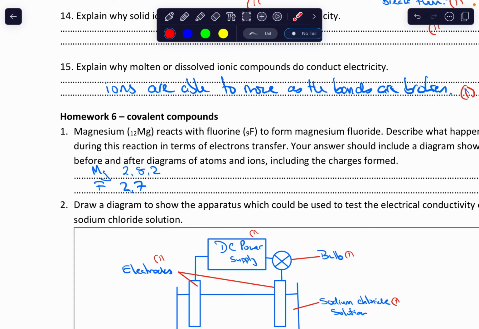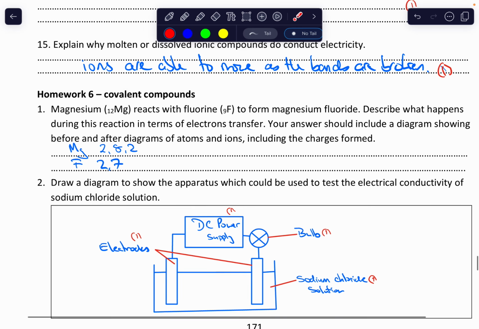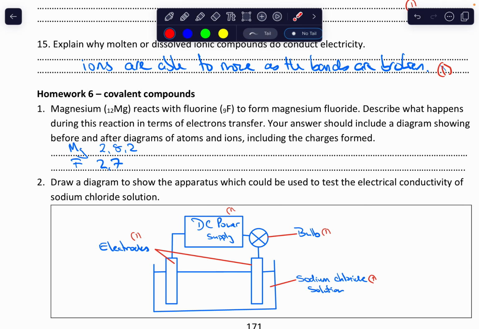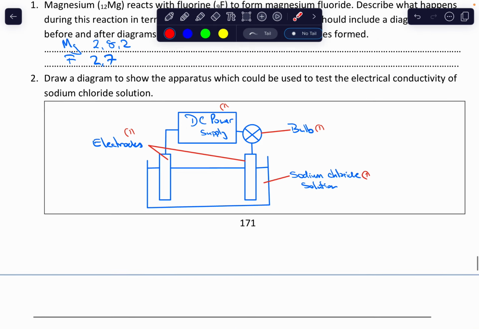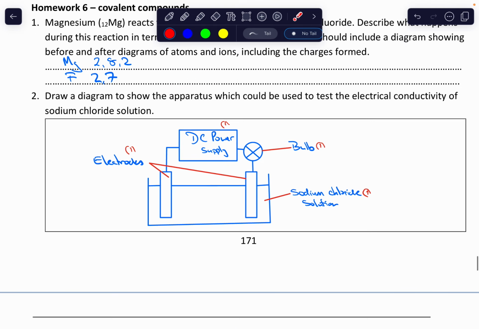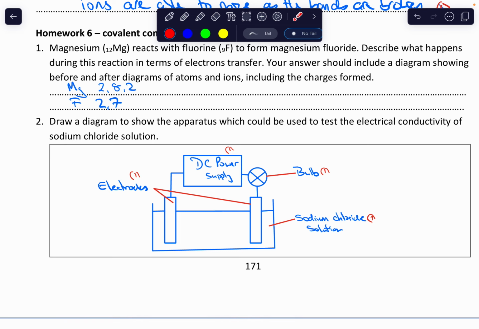So this is support for homework number 6 in your workbooks. This first question wants you to show what happens during the reaction. I've actually said here you should include a diagram. It might be that you want to use a bit of the space at the bottom of the page to do your proper diagram. But this is just a hint to help you get going if you are stuck.